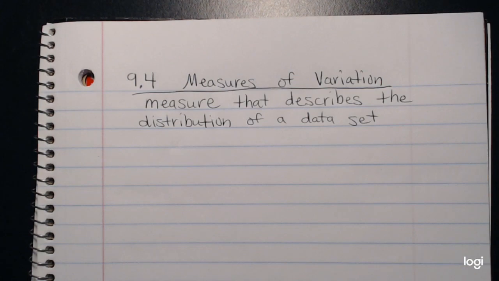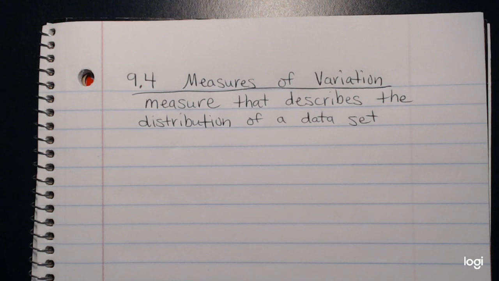What does measures of variation mean? It means the measure that describes the distribution of a data set. So I'm going to give you some time to go ahead and write that in your notes. I'm going to be explaining to you exactly what that means, distribution of a data set.